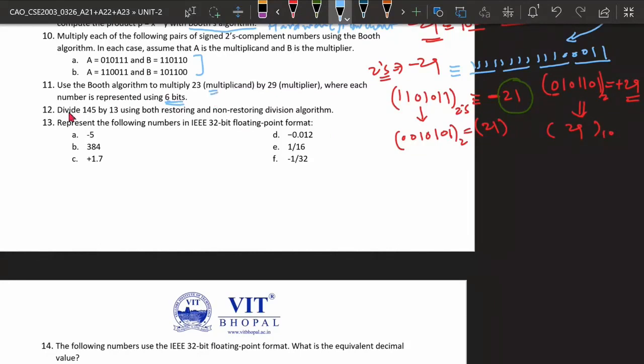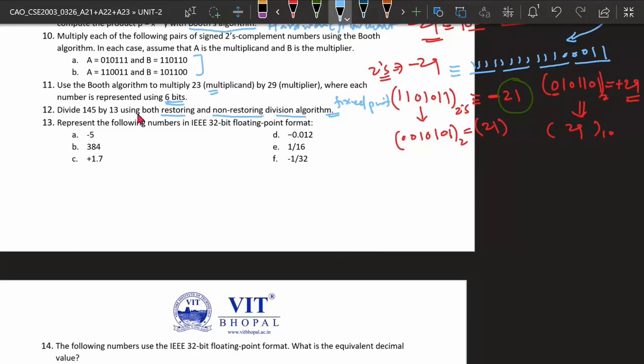Next one is divide 145 by 13 using both restoring and non-restoring division algorithm. In the division algorithm, we have already seen different methods. These are basically for fixed point numbers. So here we need to perform the division of 145 by 13 using the restoring and non-restoring methods. Just go through the restoring and non-restoring methods, and then you will be able to identify.